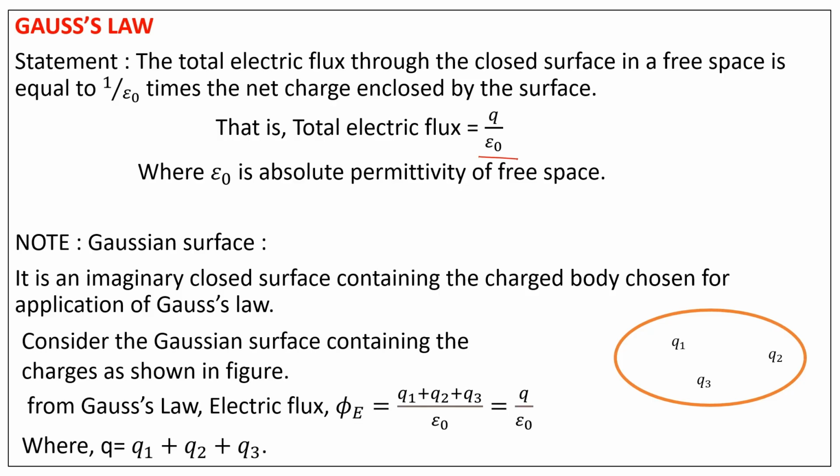Consider the Gaussian surface containing the charges as shown in figure. From Gauss's law, electric flux phi E is equal to Q1 plus Q2 plus Q3 by epsilon naught is equal to Q by epsilon naught, where Q is equal to Q1 plus Q2 plus Q3.